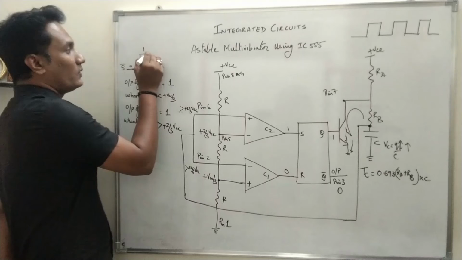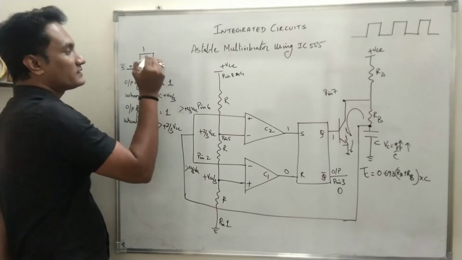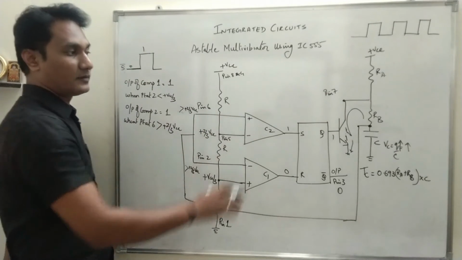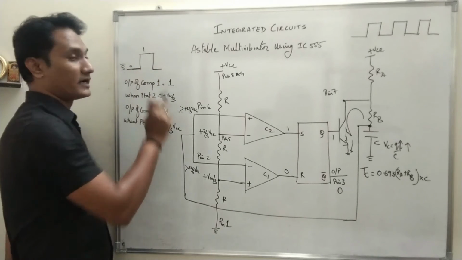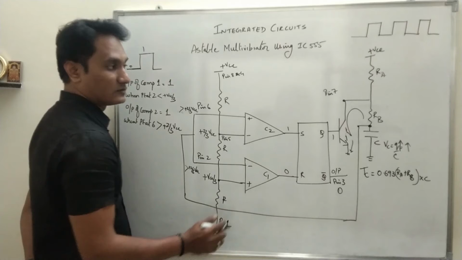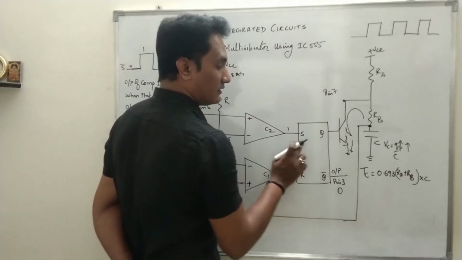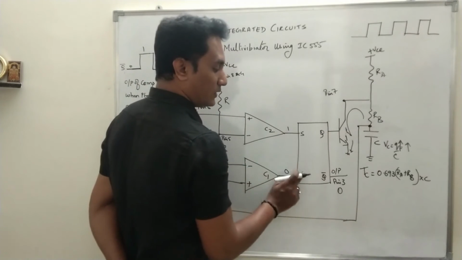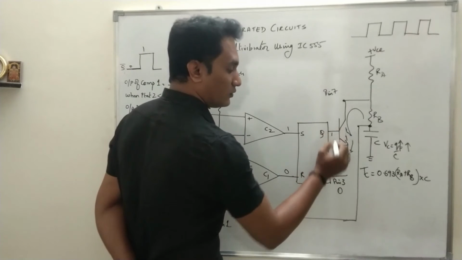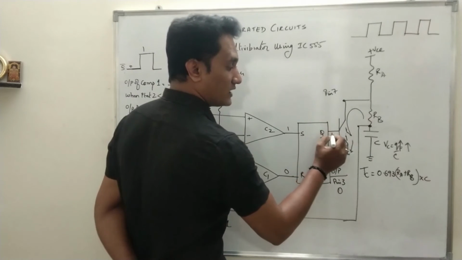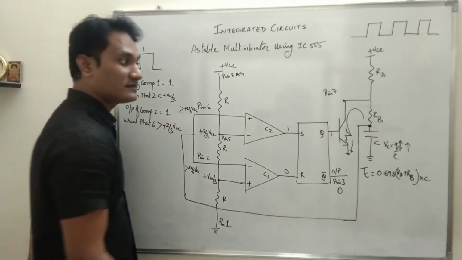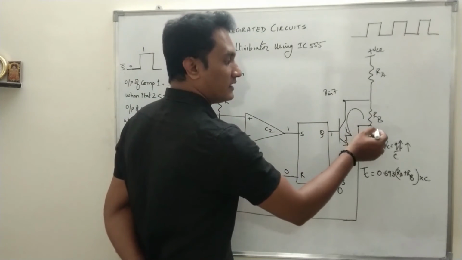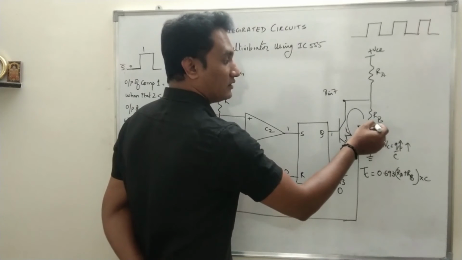Set means Q will be 1, Q bar will be 0. So the output which had become 1 has automatically gone back, as soon as the capacitor potential became greater than plus 2 by 3 VCC. The output has gone back to 0. That means when S is equal to 1, R is equal to 0, Q will be set equal to 1, Q bar will be 0. And as soon as Q becomes 1, the transistor goes into saturation region. And as soon as the transistor goes into saturation region, the capacitor gets path to discharge.